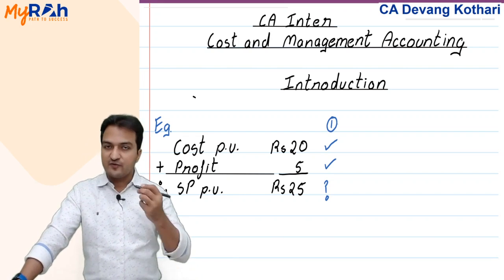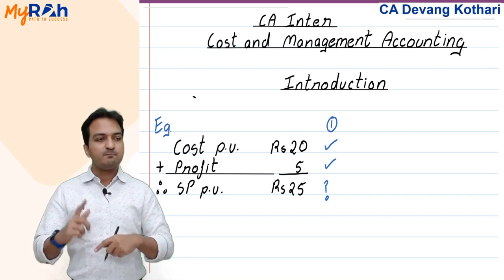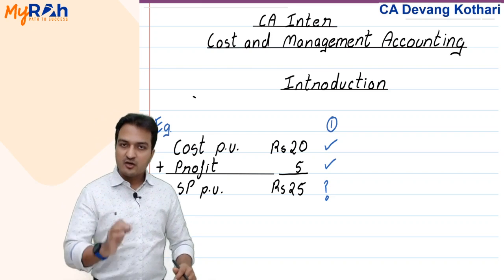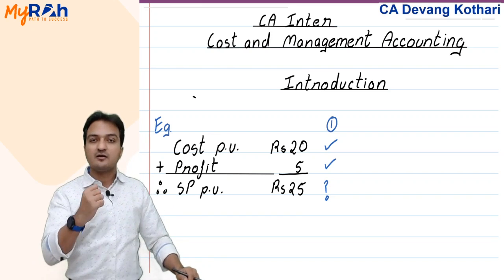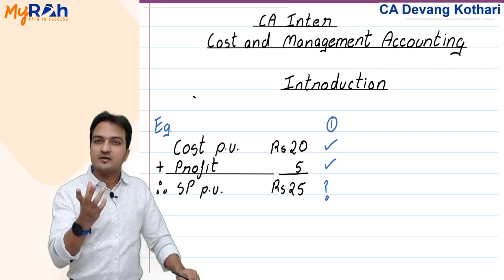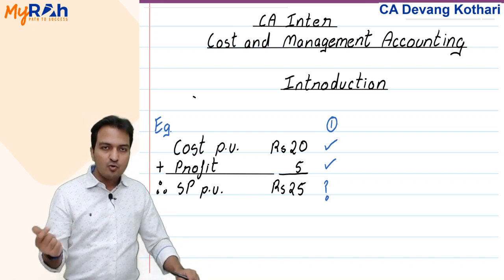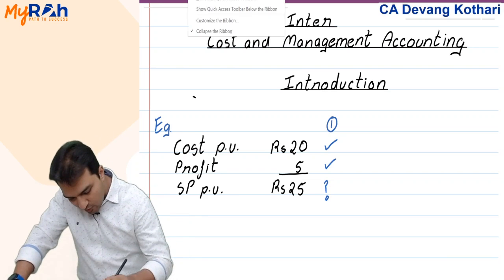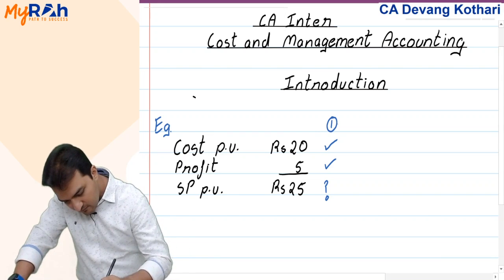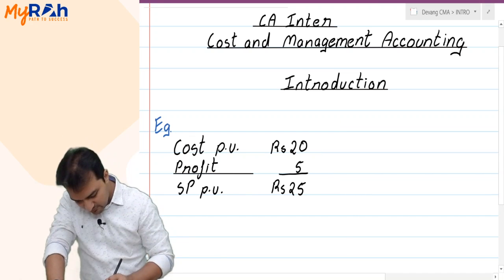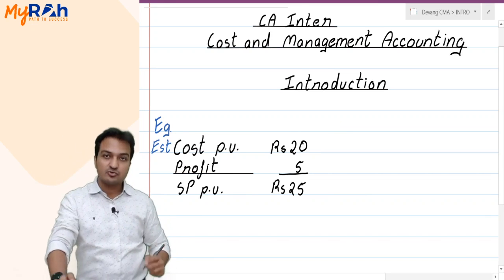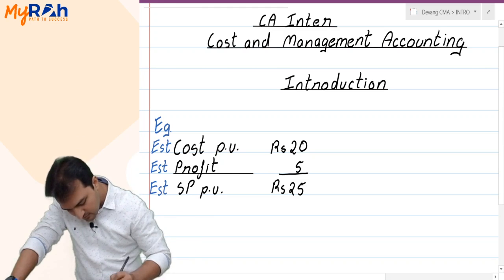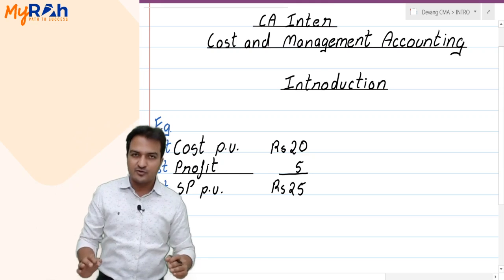Look, in financial accounting, whatever balance sheet and P&L I make will contain actual cost details. Historical cost concept, that was the name of the concept when you started learning accounts. So your financial accounts contain cost details based on the historical cost concept, meaning actual cost. While in cost accounting, whatever cost calculations I do here, everything that you see over here will be purely based on estimates. So the cost that I write here will be estimated cost, plus estimated profit will give me the estimated selling price per unit.